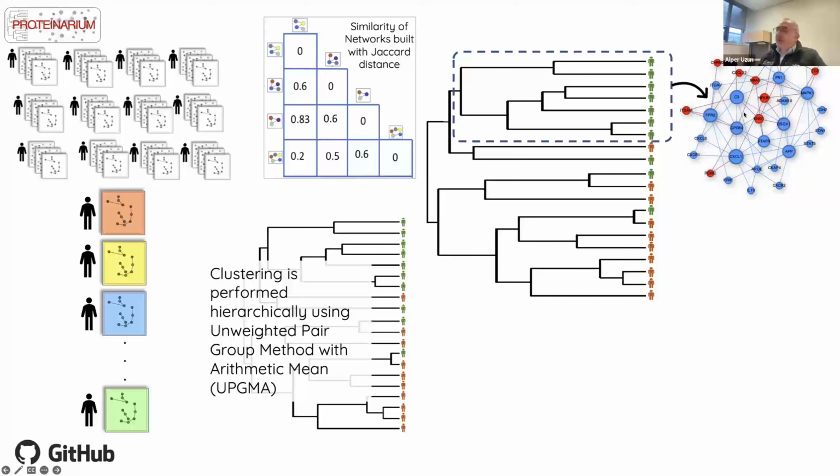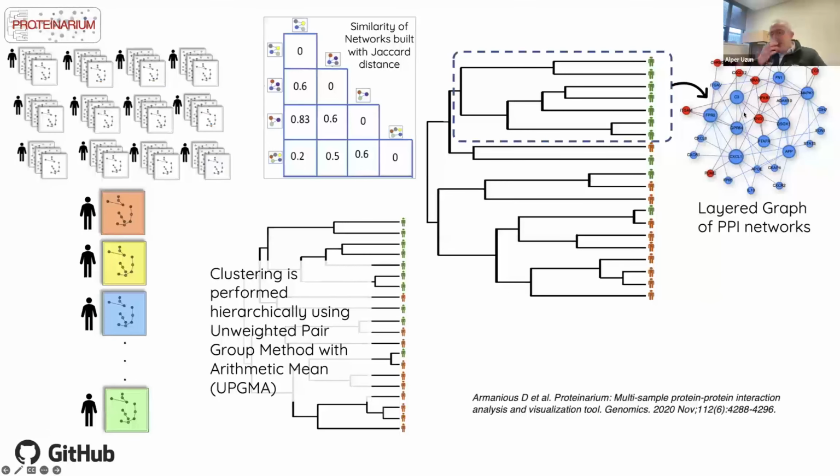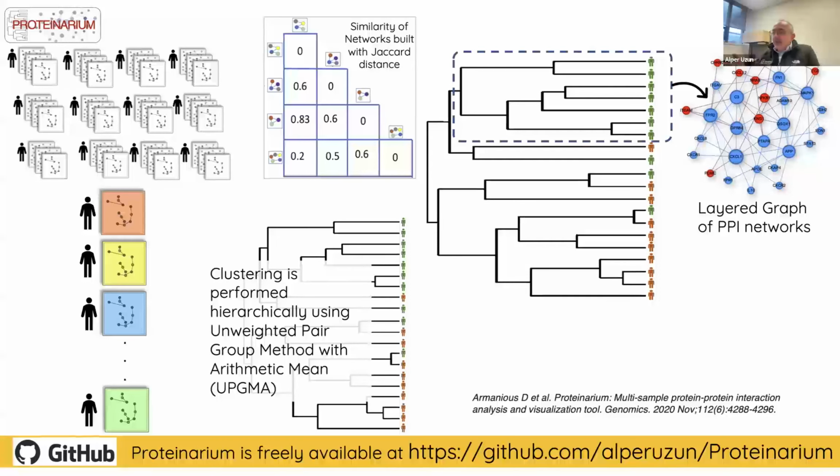So this is your layered graph PPI network. This tool is now available on GitHub, and you are welcome to use it freely. We published this in Genomics. By the way, this tool is installed on your machine, so you don't do this on the web.